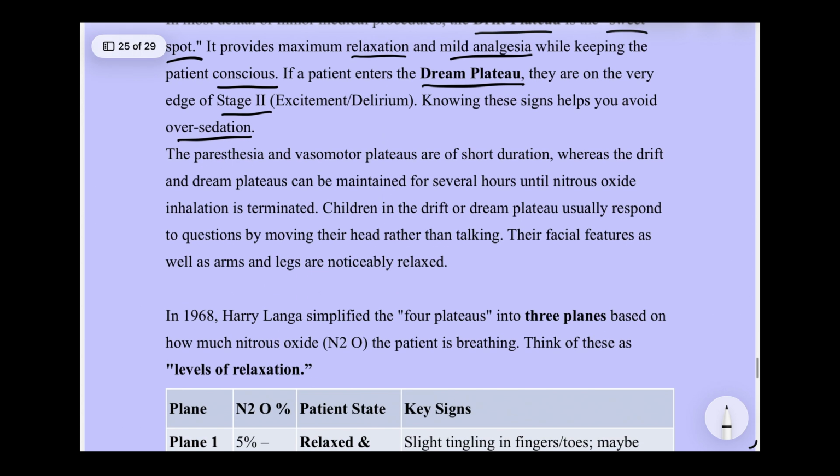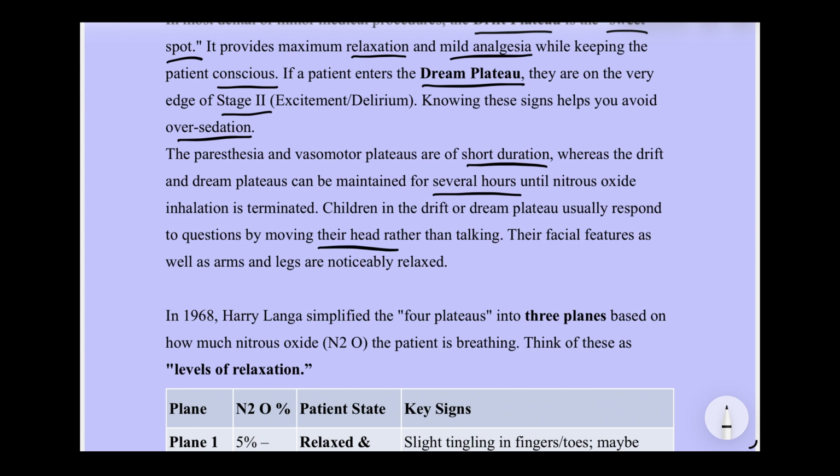The paresthesia and vasomotor plateaus are of short duration, whereas the drift and the dream plateaus can be maintained for several hours until the nitrous oxide inhalation is terminated. Children in the drift or dream plateau usually respond to questions by moving their head rather than talking.